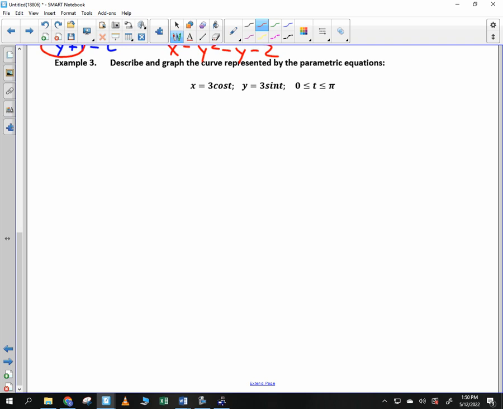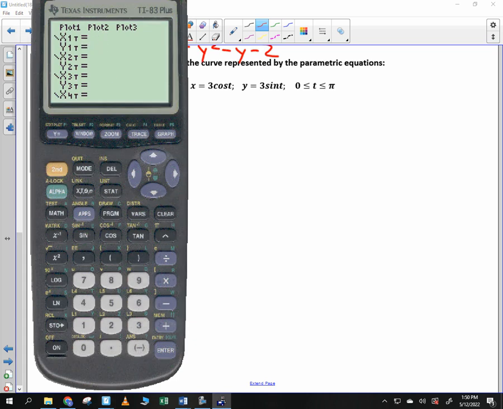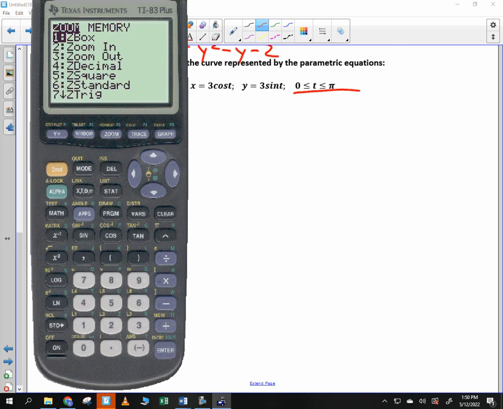The next thing you're going to have to be able to do is plug things in and just describe the general shape. So let's plug these in. We go into y equals, and I'm going to graph 3 cosine of t, and I'm going to graph 3 sine of t. And we're going to see what kind of equation we get. Before I go to this parameter restriction of 0 to pi, I'm going to zoom standard. I'm going to zoom 6 and see what I get.